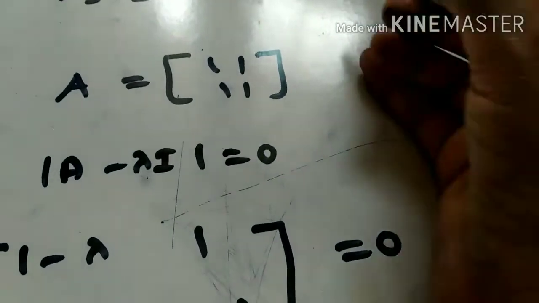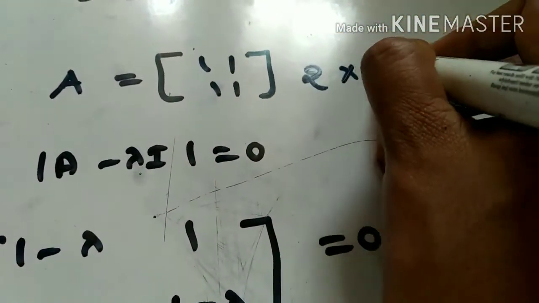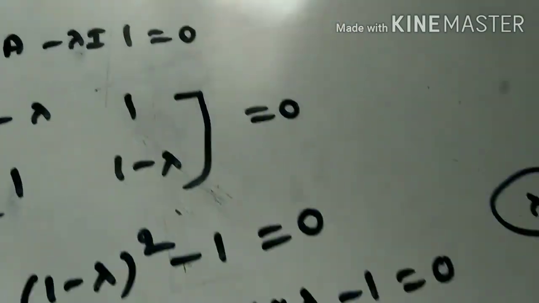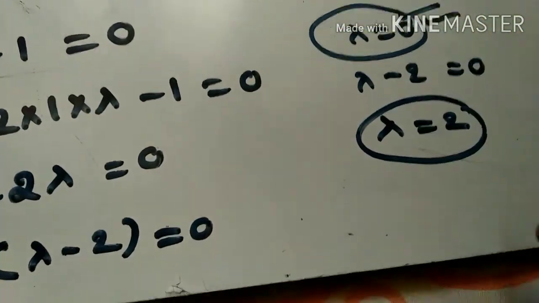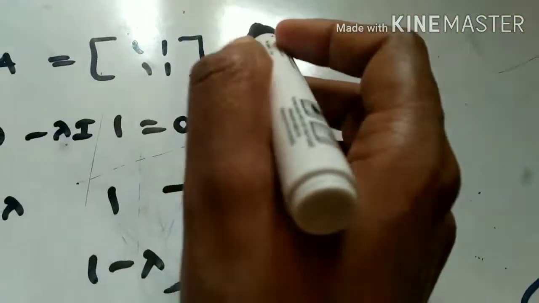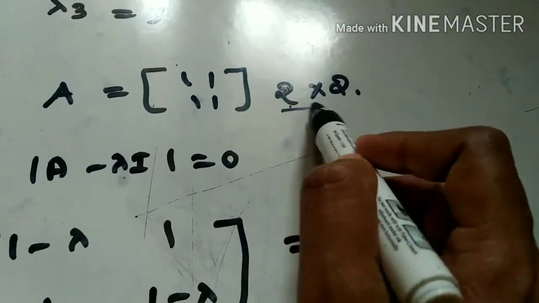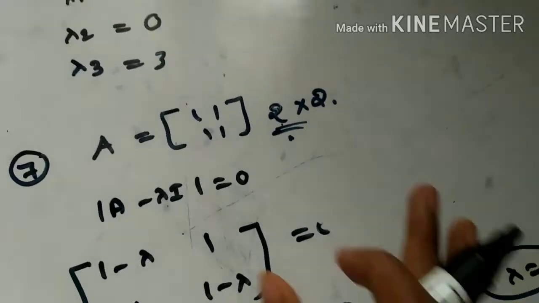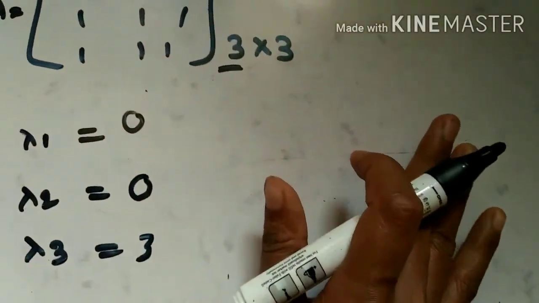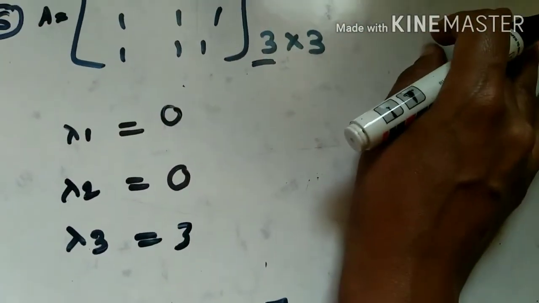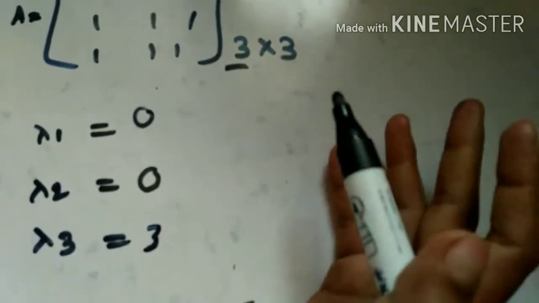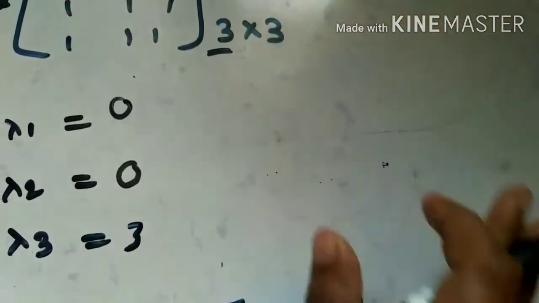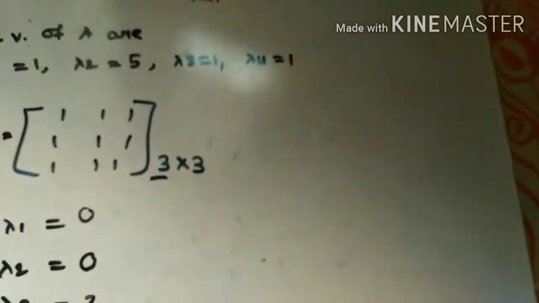Just look here. This is your 2 cross 2 matrix, right? So the first eigenvalue is 0 and the second eigenvalue is nothing but the order of this matrix. This trick only I applied here. Even when I tried for 3 cross 3, 4 cross 4, and so on, I'll get the same answer.